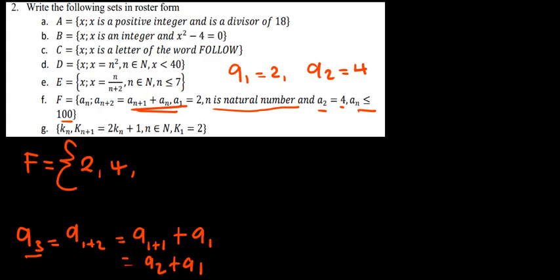So we're going to add now. What is our A2? Our A2 is 4 plus our A1, which is 2. So it means our A3 will just be 6. So I'm going to write 6 there. So that is our A3. You have seen the process that we followed there. So let's find our A4.